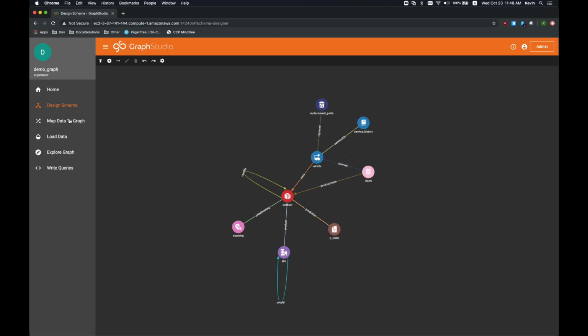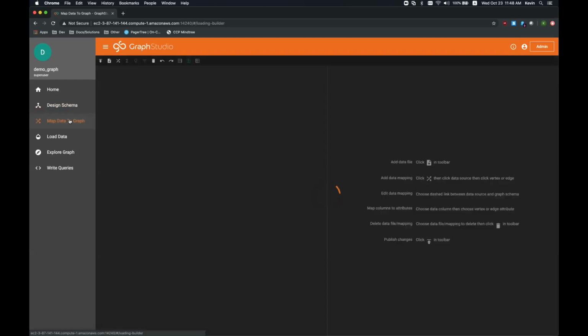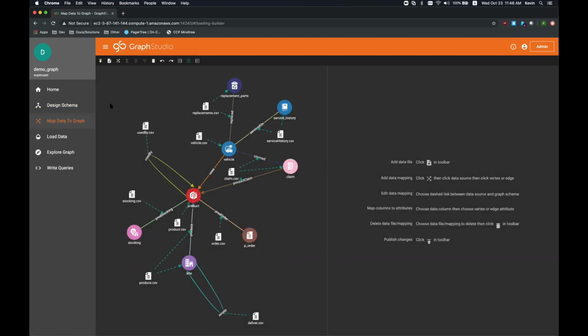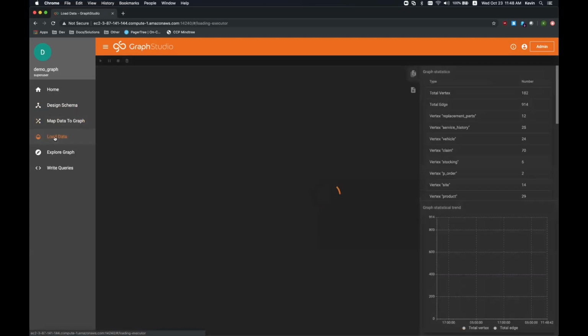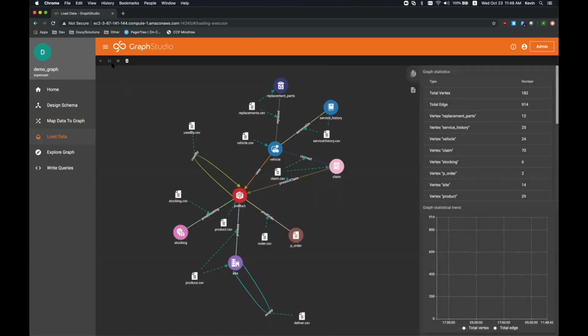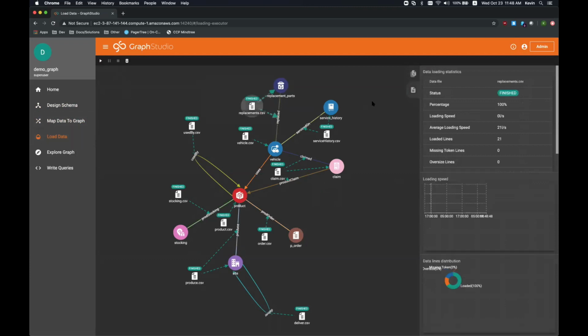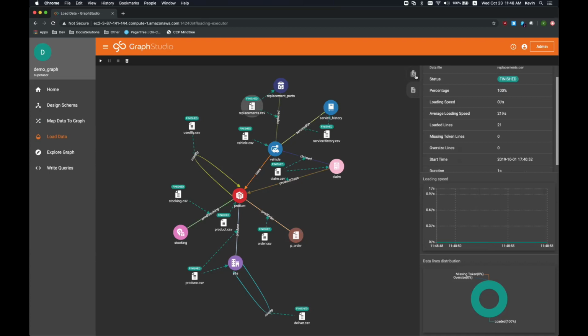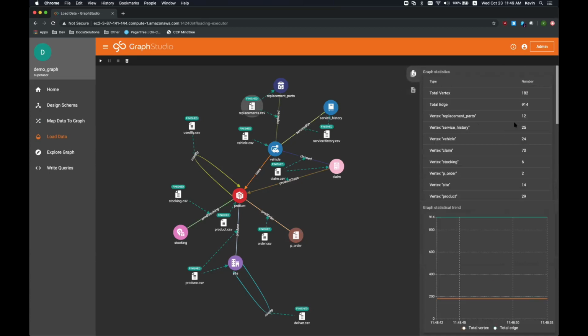So let's move on to the map data to graph. Since this is a starter kit, all the CSV files are already uploaded and the data is already mapped when you start an instance. So to load the data, all you have to do is, once it loads, press this play button. Once it's finished, you'll be able to see that the files are finished, and you'll be able to see the status of the file, along with the loaded lines and any errors that may have occurred. And you can also see the status of the entire graph, so the number of vertices and edges and specifics down below.